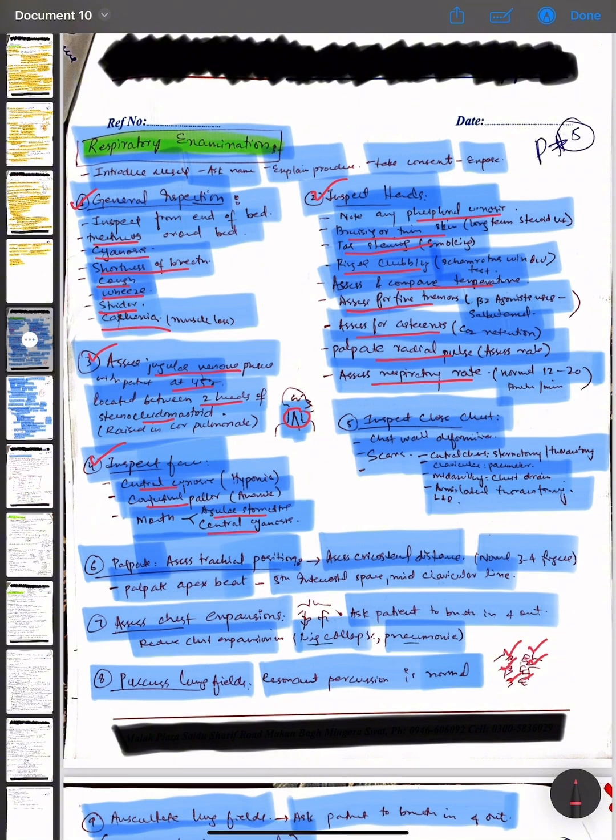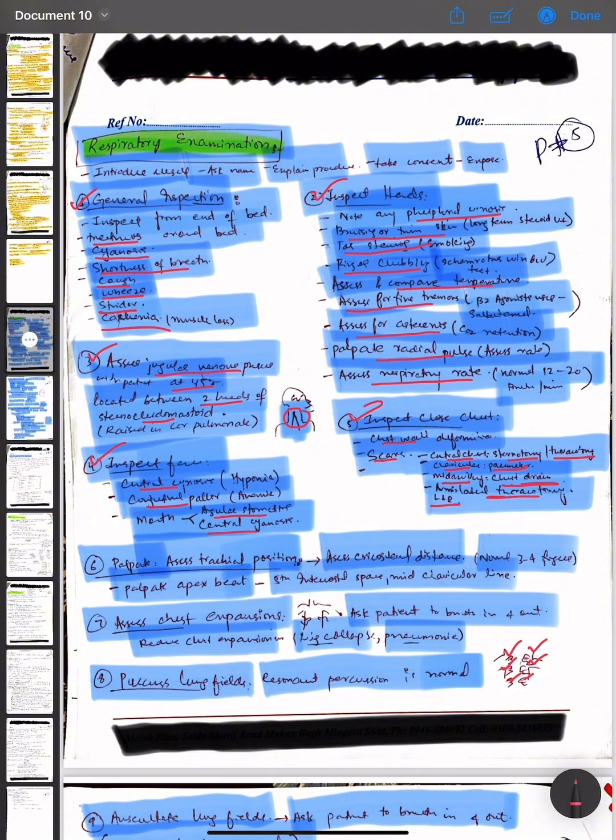Then you have to inspect the chest closely. You have to check for chest wall deformities and scars. In the central chest, a sternotomy or thoracotomy may be present. In the clavicular space, pacemakers may be present. In the mid axillary region, chest drains are placed, and at the arms, a lateral thoracotomy is done.